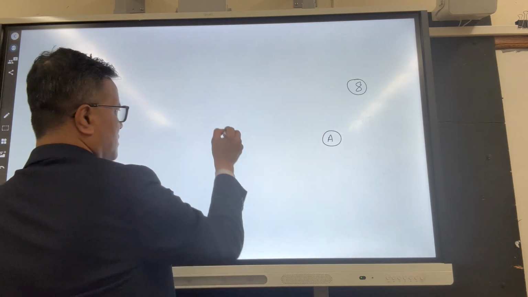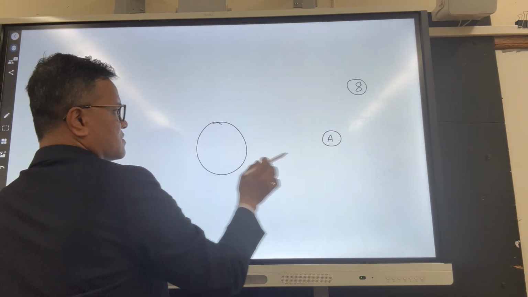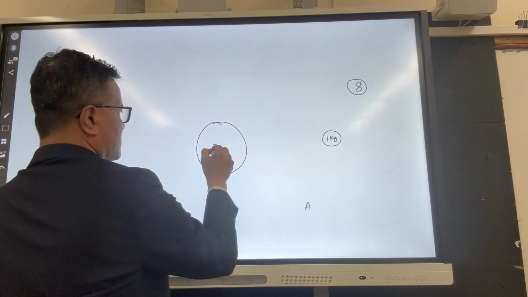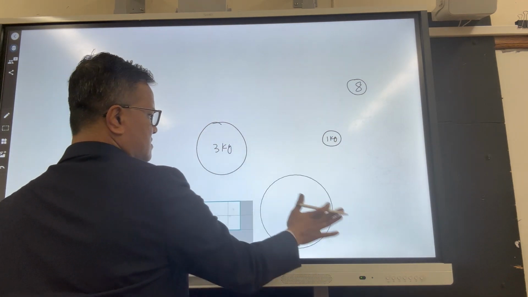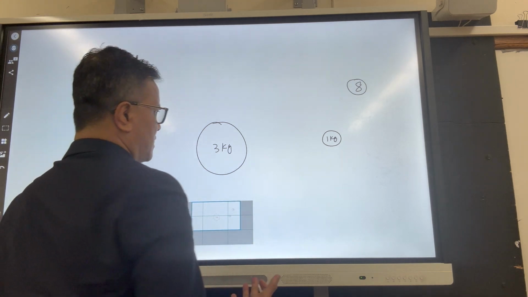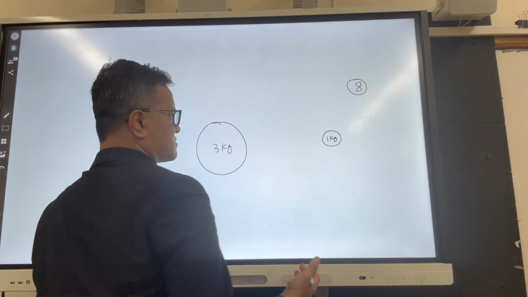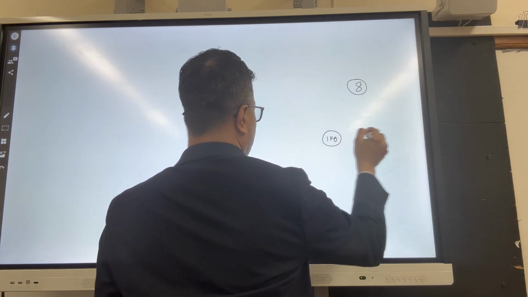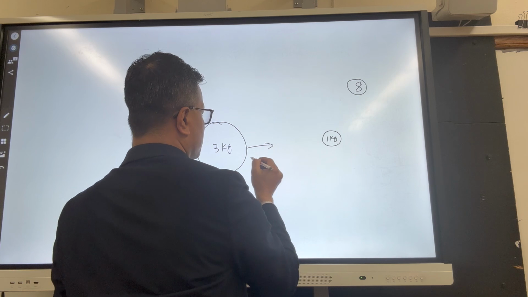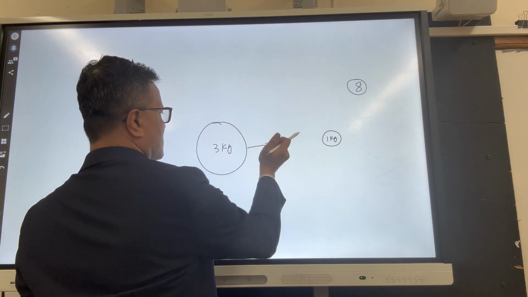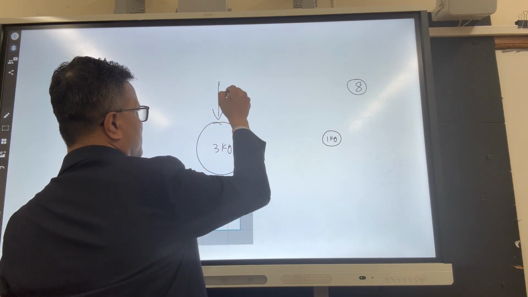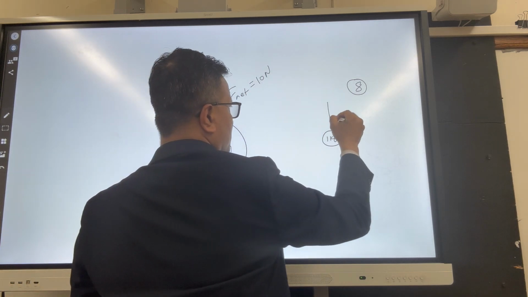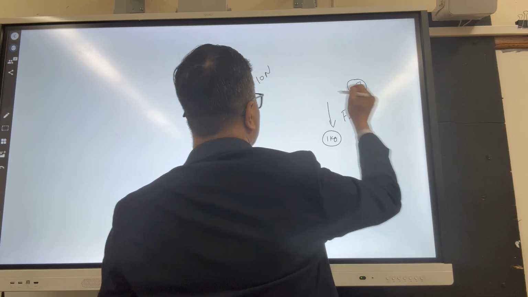So problem number 8: there is an object called object A and an object called object B. We can call A 1 kilogram mass and B 3 kilogram mass, right? Both of them are exposed to the same net force. How much net force is acting on this one? Let's say the net force is, I don't know, 10 Newton. 12 is a better number.